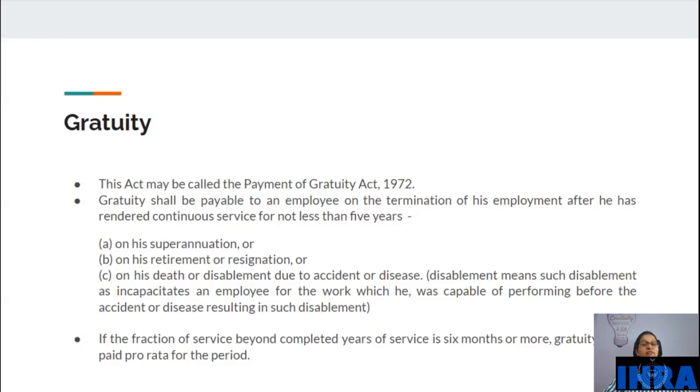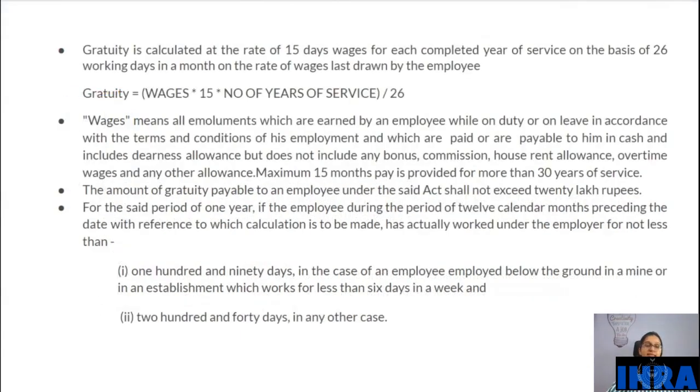That means if you have worked for 5 years, and it is less than 6 months after 5 years, then you will get only up to 5 years. But if it is 6 months or more, then depending on the number of months, you will get the amount. Like if you have worked for 7 months, you will get an amount equivalent to 5 years plus 7 months. Now we'll see here how gratuity is calculated.